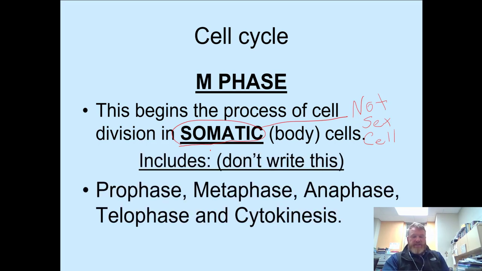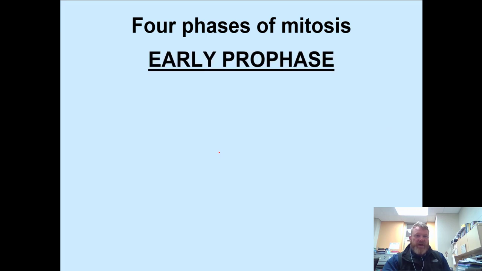You don't have to write this because we're going to talk about each one more in depth, but it consists of prophase, metaphase, anaphase, and telophase. And then cytokinesis is this last little part, kind of part of telophase, kind of not, where we're just going to split the cytoplasm.